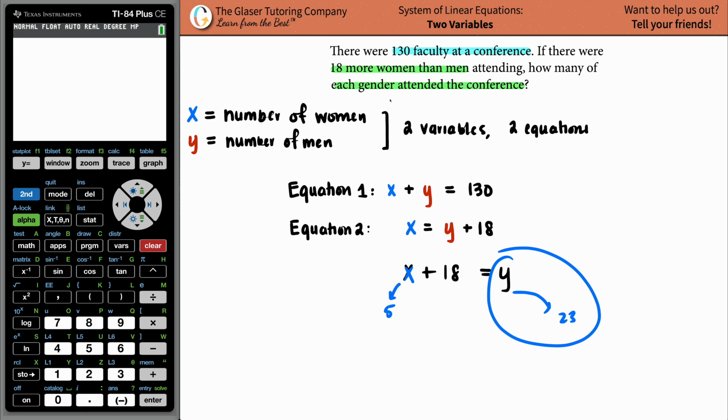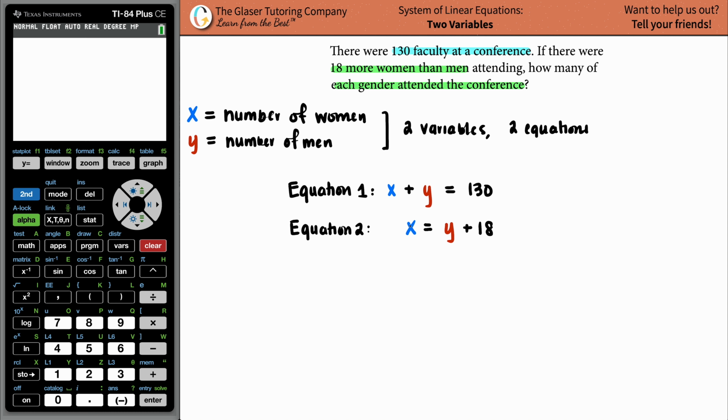So you could always put in scenarios just to make sure that you have the right equations. If we do it this way, you'll see that the x value is going to be the higher number than the y value. And now you have your 2 equations. Now, let's solve by using a system of equations.